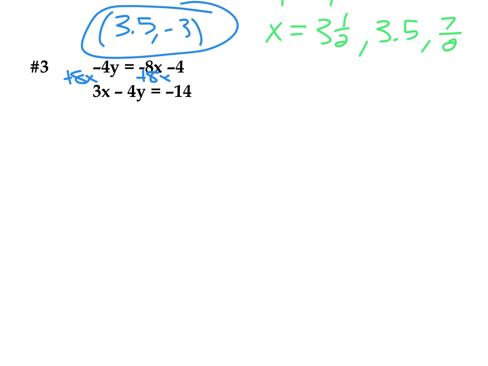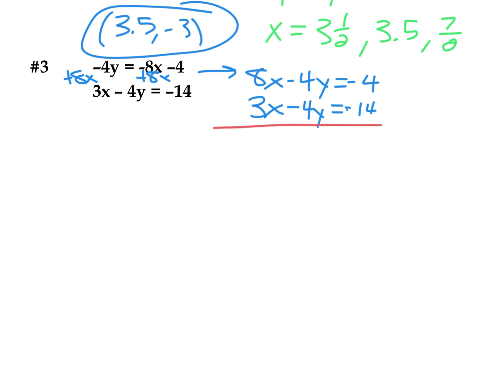So when I do that, this first equation is going to be 8x minus 4y equals negative 4. And my second equation doesn't change at all. 3x minus 4y equals negative 14. Okay? And now, if I see negative 4 and negative 4, same signs, that means I want to subtract. Make sure you're subtracting the entire equation. 8 minus 3 is 5x. Negative 4 minus negative 4 cancels out.